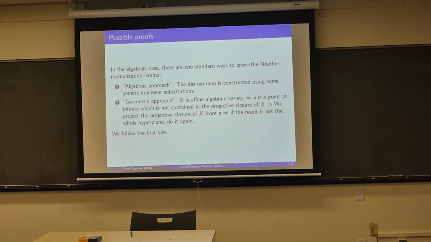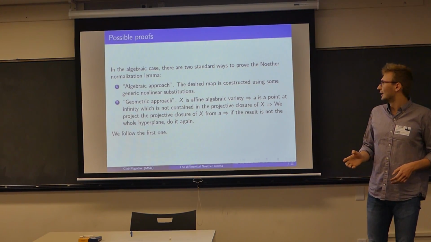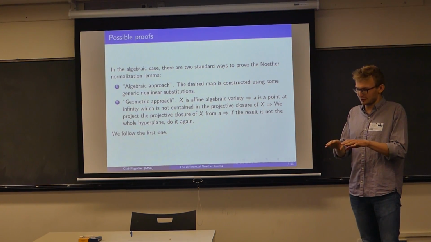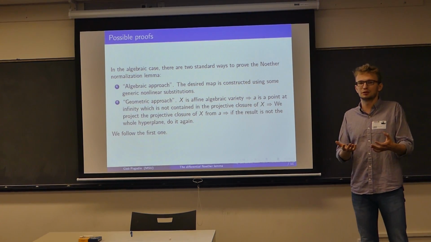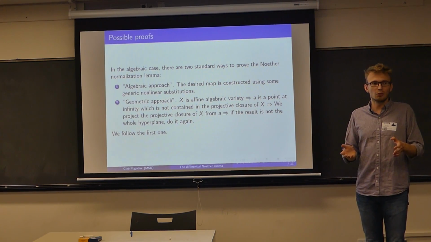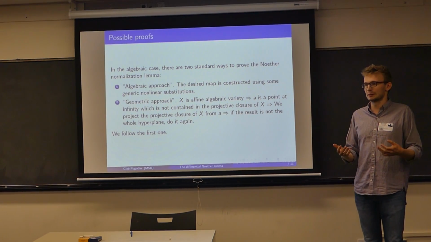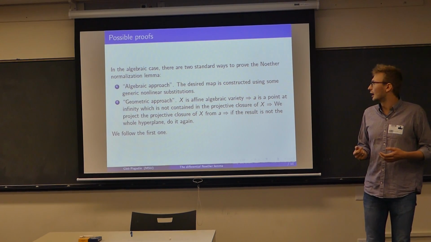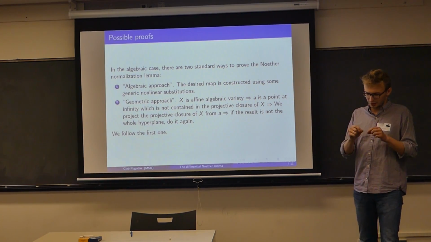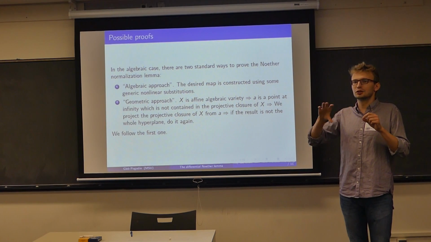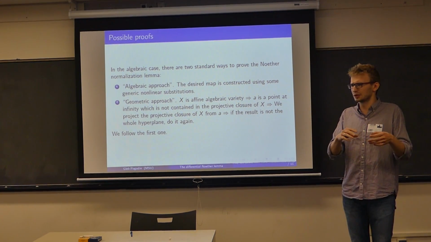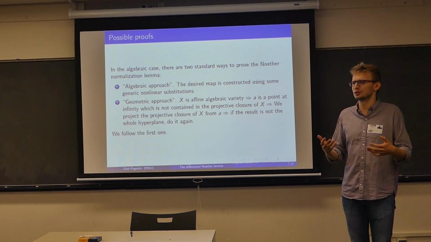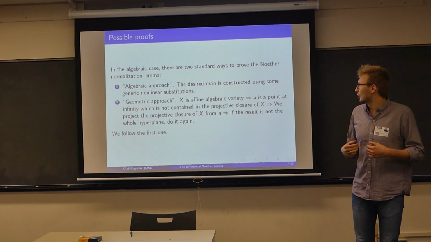Actually, there are two standard ways to prove the algebraic normalization lemma. I said that they are different, but actually they're not so different. Both of them do some generic substitutions. The difference is what language you use and what kind of substitutions you perform. There is an algebraic approach, where you add some high powers of other variables to some variables, and that's how you get the integrality. The other approach is geometric.